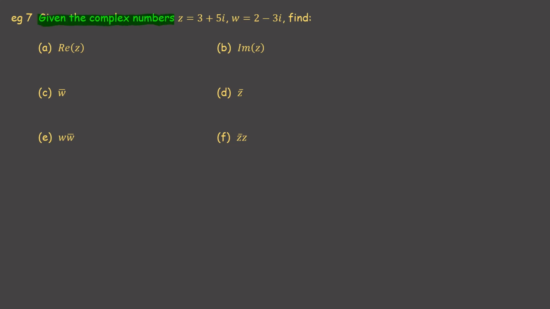Given the complex numbers z, which is 3 plus 5i, and w, which is 2 take away 3i, we want to find the following. The first thing is the real part of z. Well, if we look at z, 3 plus 5i, the real part is just 3. The imaginary part of z, which is what we want in part b, is just going to be the coefficient of i, and so that is 5, positive 5.